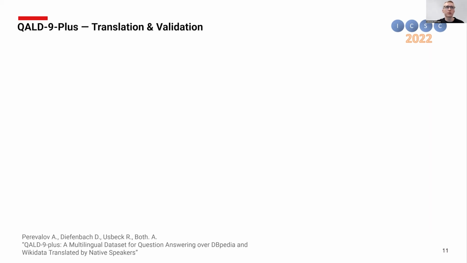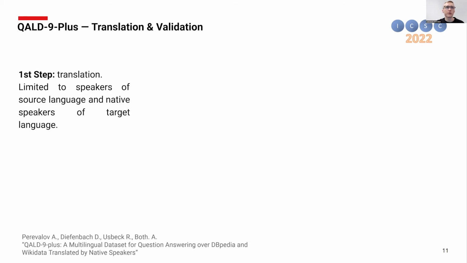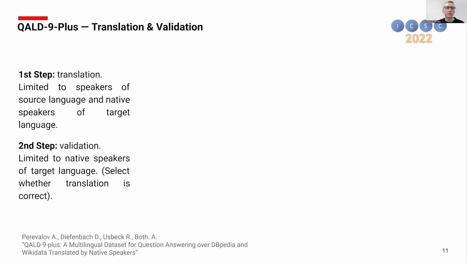So now let's talk directly about the improved dataset for knowledge graph question answering. The first step is translation and validation. In our first step, we considered only English questions from this dataset as a gold standard. Thereafter, using a crowdsourcing process, we asked the native speakers of target languages to translate these questions from English to their native language. The second step was the validation process.